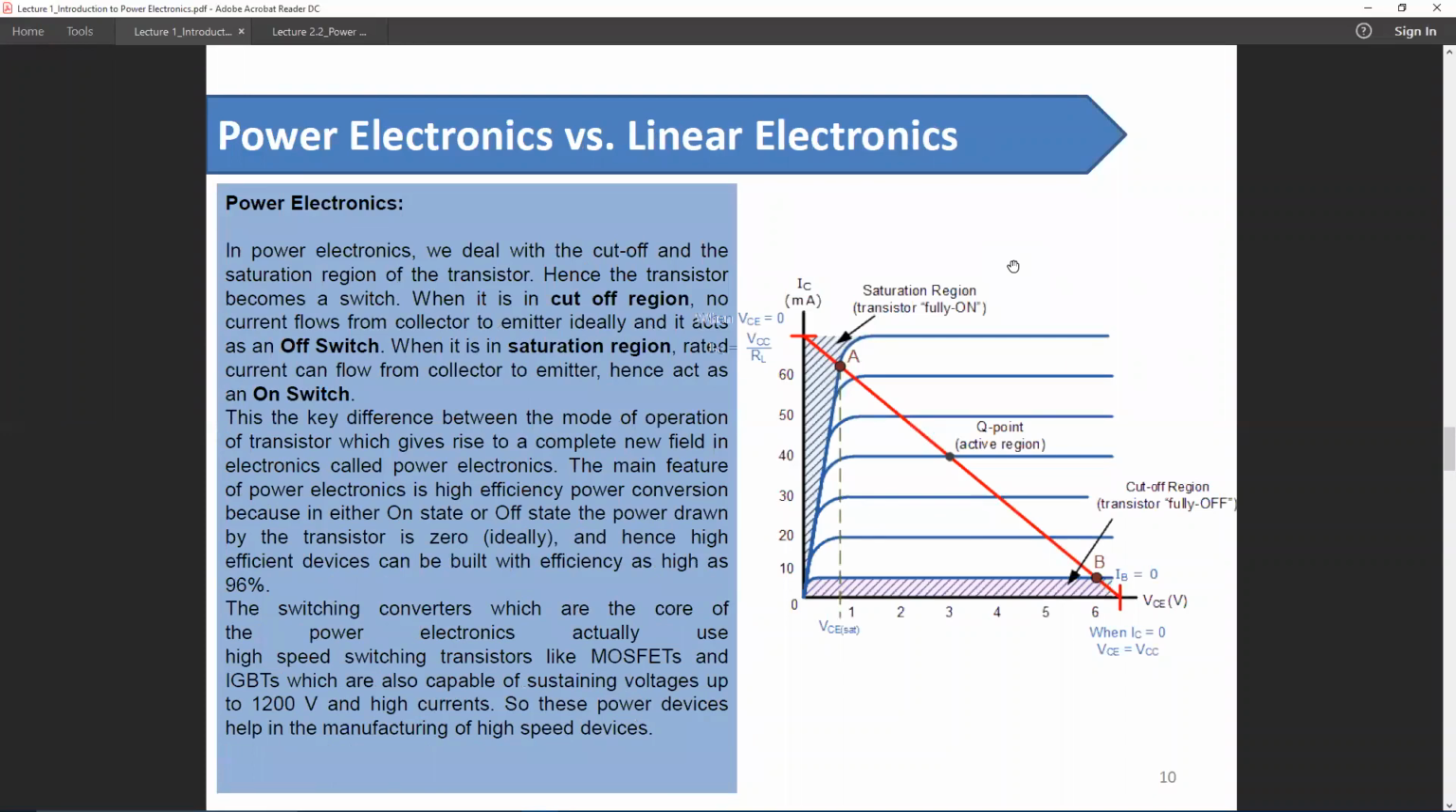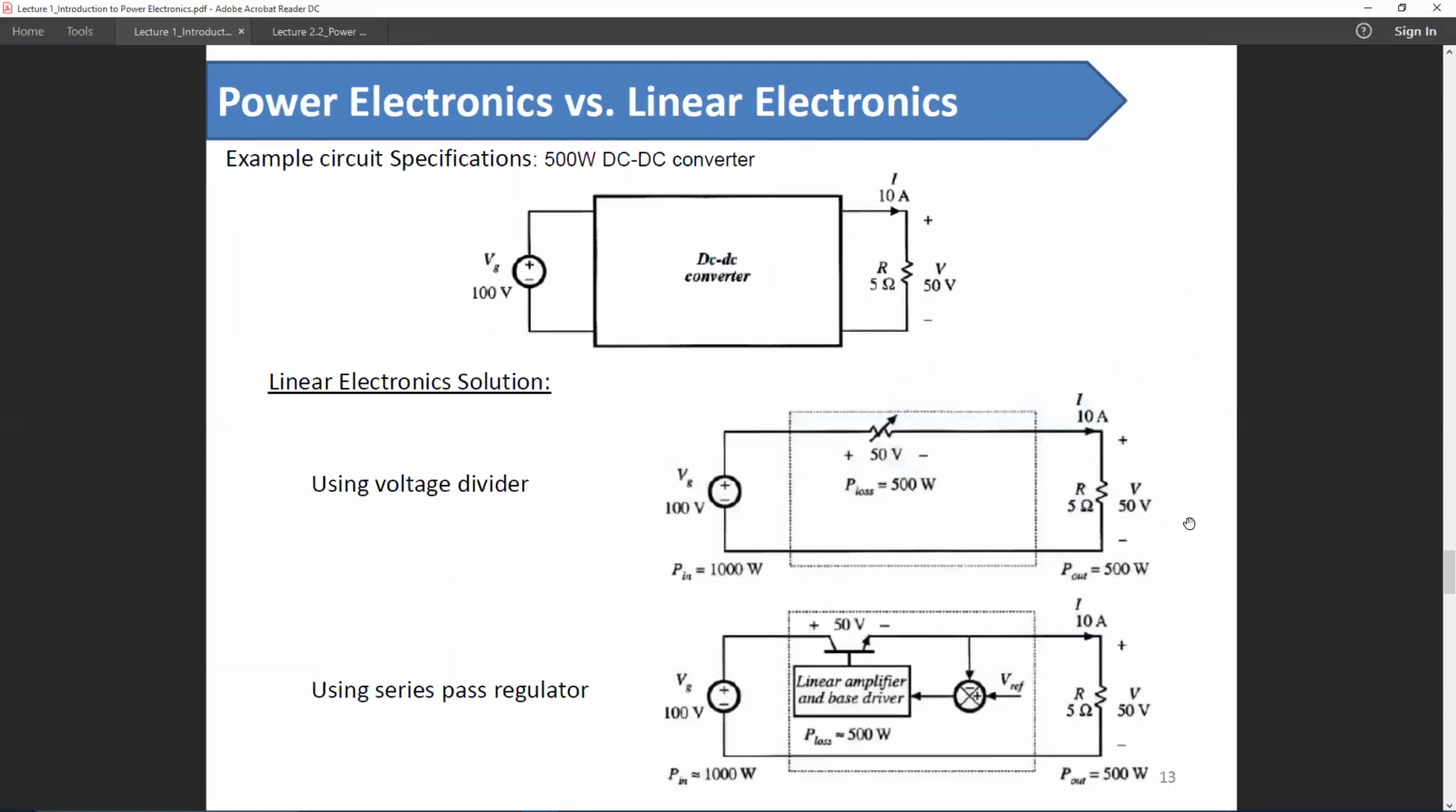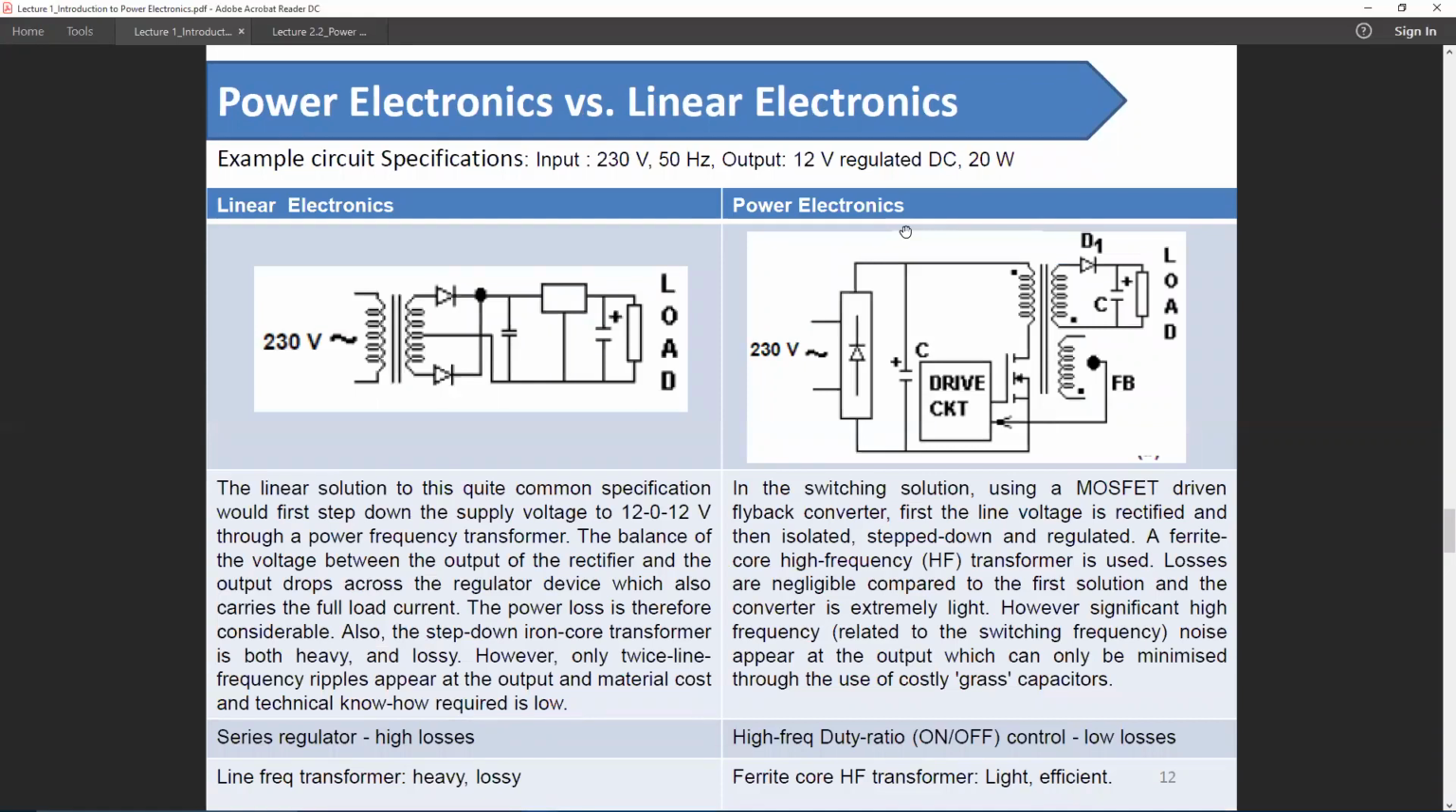Now, here are some differences between power electronics and linear electronics. Power electronics basically deals with switching on and off. So here is basically on-off control. In linear electronics, it is all about the active region of the transistor, or the amplification of the transistor. But in a power electronics device, we are only concerned with the on and off of a switch.